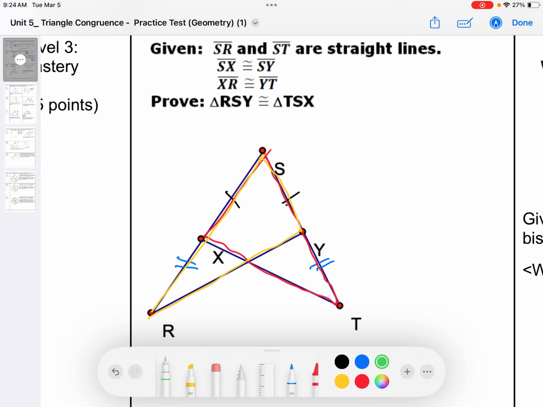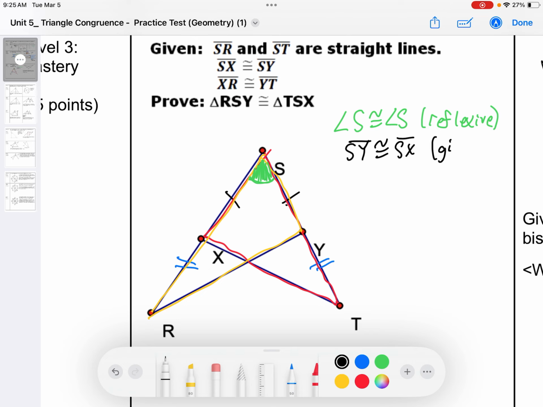I'm going to start off with the fact that they both share angle S. So angle S is congruent to angle S by the reflexive property. Second step I might do would be that, I'm looking at what things are congruent. Well, they both share this side. So we'll say SY is congruent to SX. Why? Because that one's given.